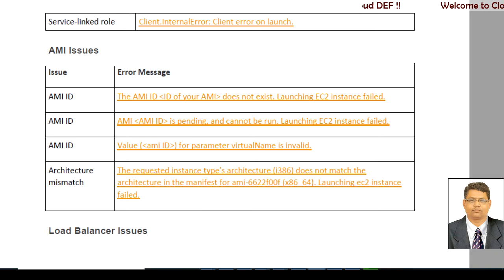The key pair <name> associated with your EC2 instance does not exist. Launching EC2 instance failed. The key pair that was used when launching the instance might have been deleted. The requested configuration is currently not supported. Some options in your launch configuration might not be currently supported. Auto-scaling group <name> not found. The auto-scaling group might have been deleted.